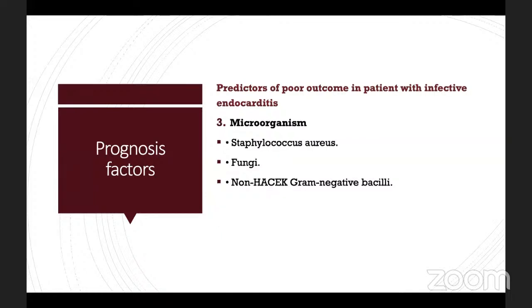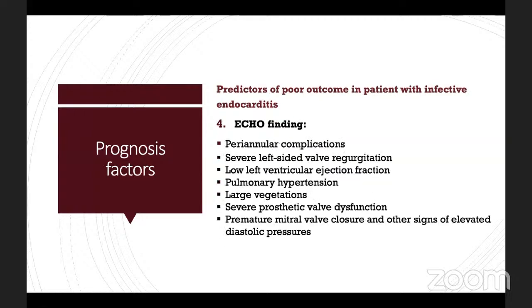If the patient has a microorganism like Staphylococcus aureus, fungal infection, or non-HACEK gram-negative bacilli, the prognosis is also worse. In echo findings, periannular complications, severe left-sided valve regurgitation, low left ventricular ejection fraction, pulmonary hypertension, large vegetation, severe prosthetic valve dysfunction, premature mitral valve closure, and other signs of elevated diastolic pressure all give us a worse prognosis of infective endocarditis.